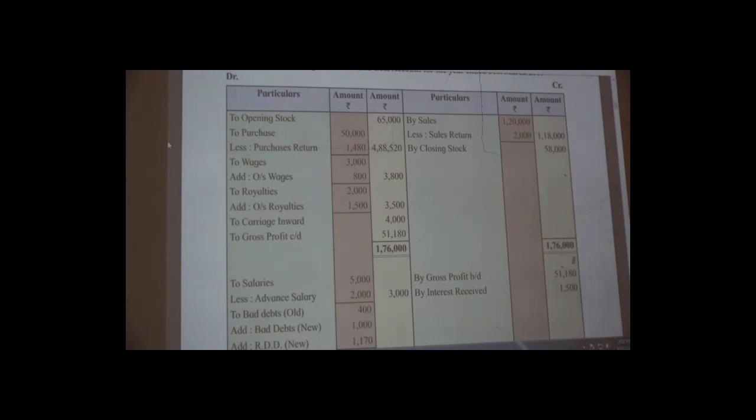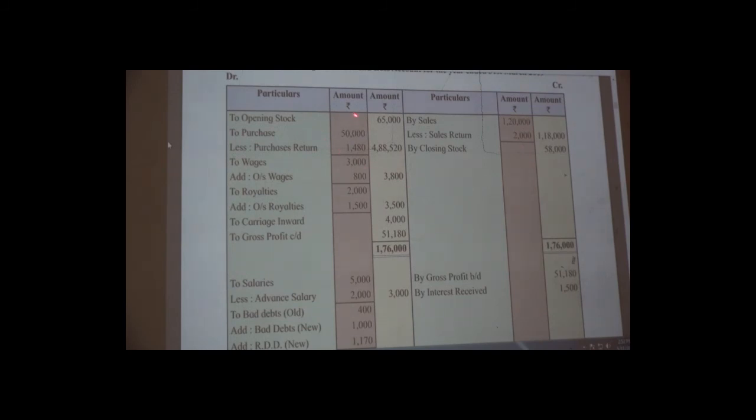Firstly, consider the same method which we have learned in 11th standard. Do the total of the credit side, do the total of the debit side. Okay, focus, which side is greater here? Yeah, obviously the credit side is greater. So the total is here 1,76,000. So 1,76,000, write this total because it is more than the debit side. Okay, so 1,76,000, write it on both the sides.